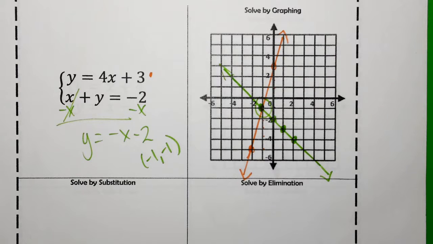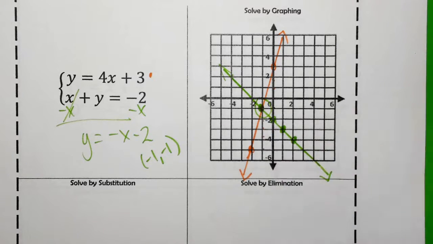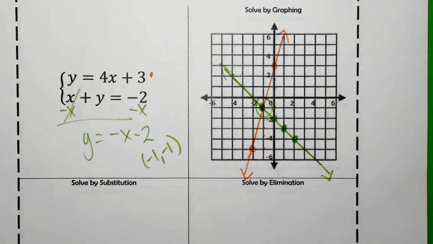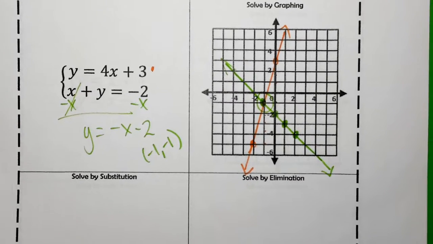So what we're going to do now is prove using each method that our solution is negative 1, negative 1. So we've solved it one way by graphing. Now we're going to solve it by substitution. Are we ready, or do we need a minute?